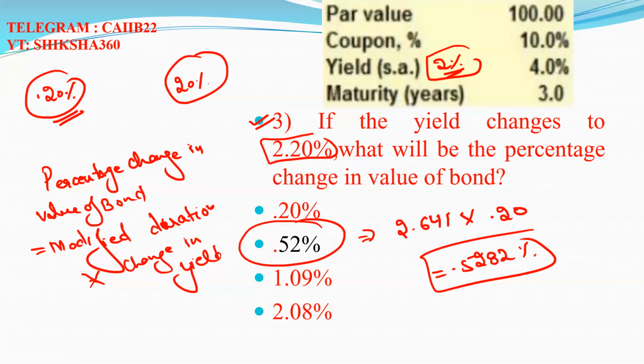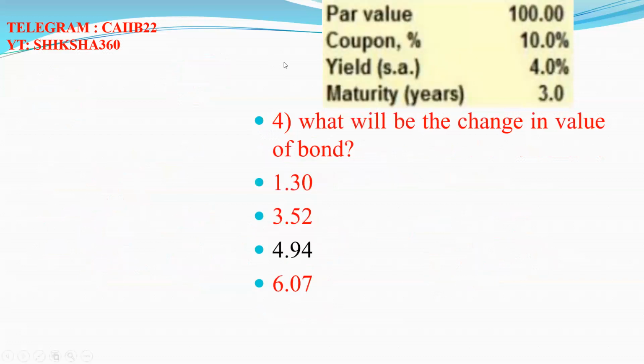So till now we have discussed 3 questions. First one is the Macaulay duration. Second one is the modified duration. Third question is the percentage change in the value of the bond. Now we will move towards question number 4. Hope all these questions are clear to all of you.